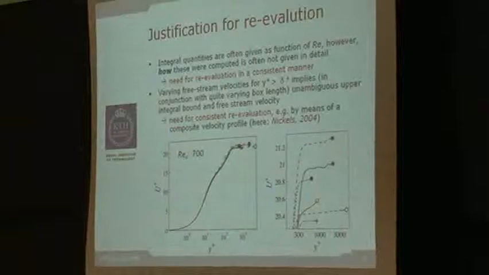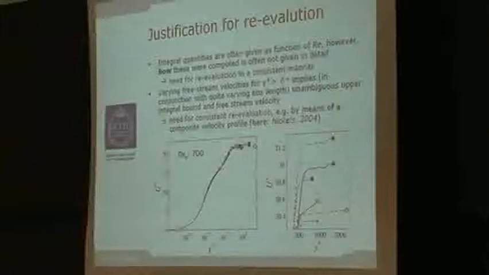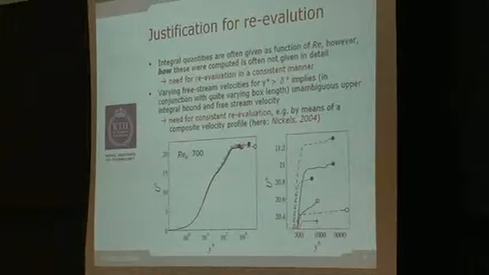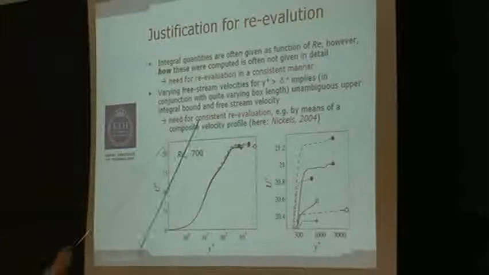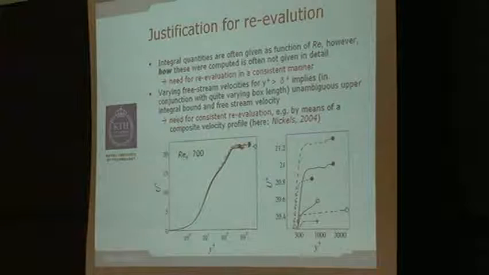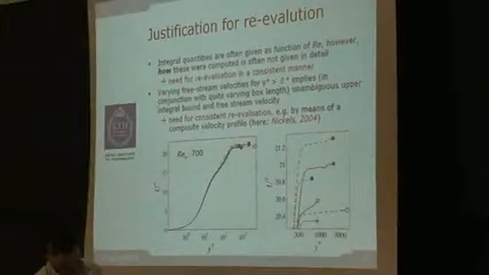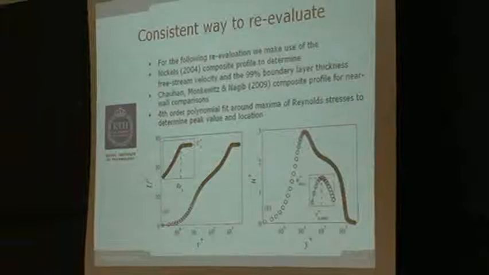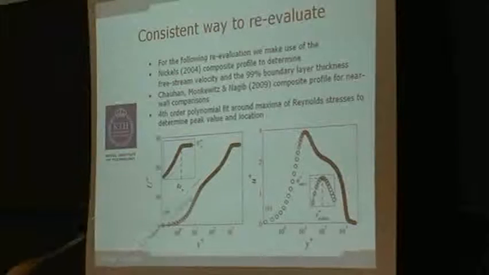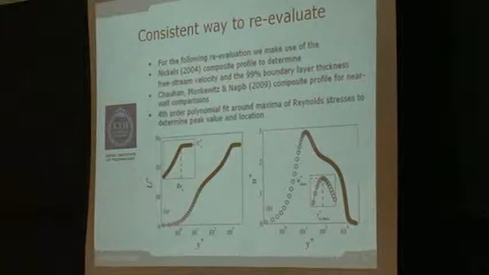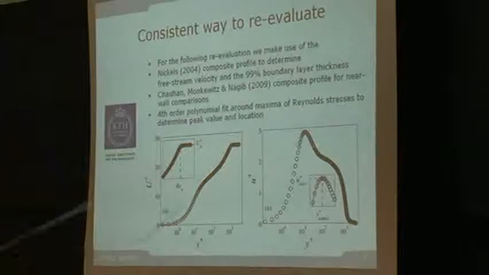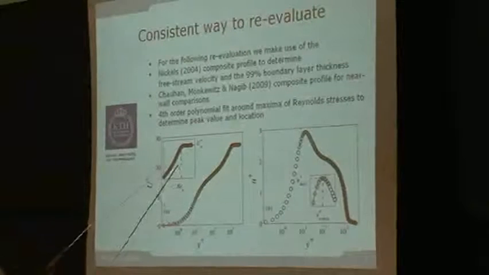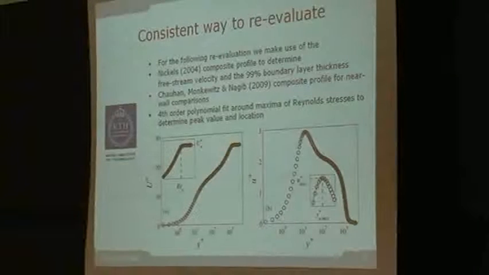Anyway, the first thing we needed to do was to find a consistent way of defining very basic things like boundary layer thickness or free stream values. This was the reason why we re-evaluated all these integral quantities for these various profiles. We did this by taking a profile, in our case the one by Tim Nichols, and fitting it to all these profiles, and then got the integral values like delta 99, delta 99 plus, and the free stream value directly from the fitted profile.